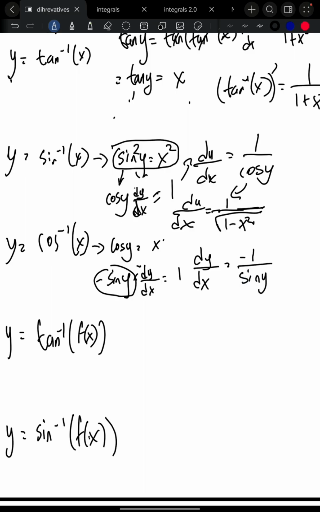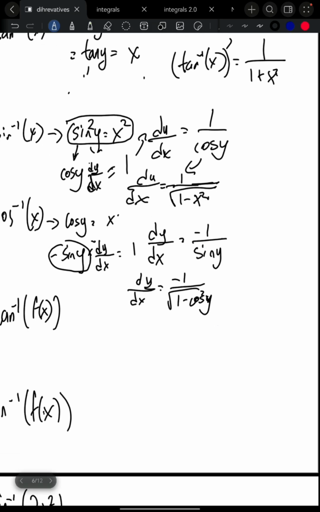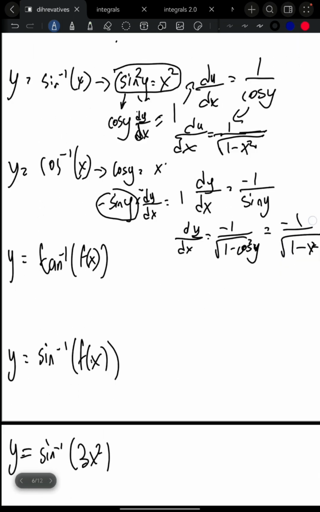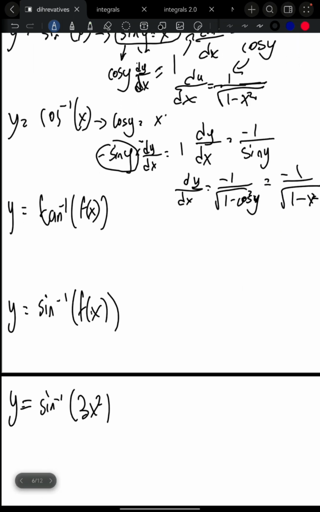And sine y is just square root of 1 minus cosine squared y. So that's just dy by dx is equal to negative 1 over square root of 1 minus cosine squared y. And we said cosine y is x. So cosine squared y is just x squared. So this is just negative 1 over root 1 minus x squared. Yeah, that's it. Okay, this one's gonna be harder.